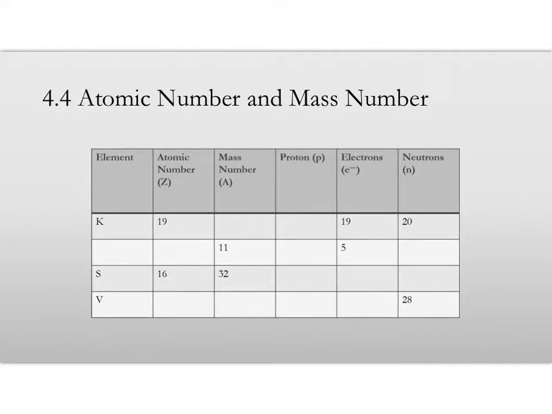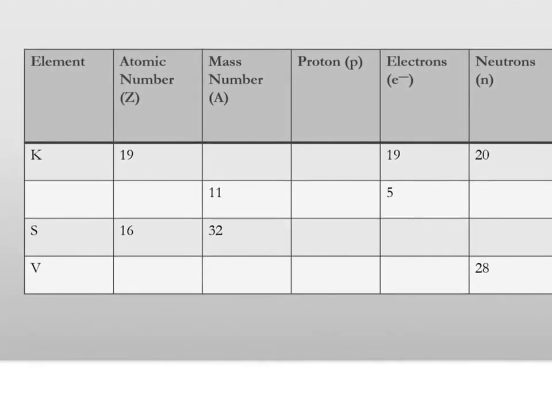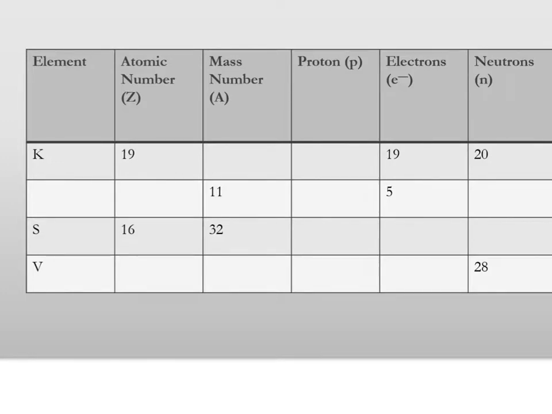This table here is something that you might see on a test question, where you have to fill in the missing boxes. As we look at that, we start off with potassium, which has an atomic number of 19. That tells us that we're going to have 19 protons. It has 19 electrons in this case, and it says it has 20 neutrons. So the mass number A, which is P plus N, is 20 plus 19, or 39.